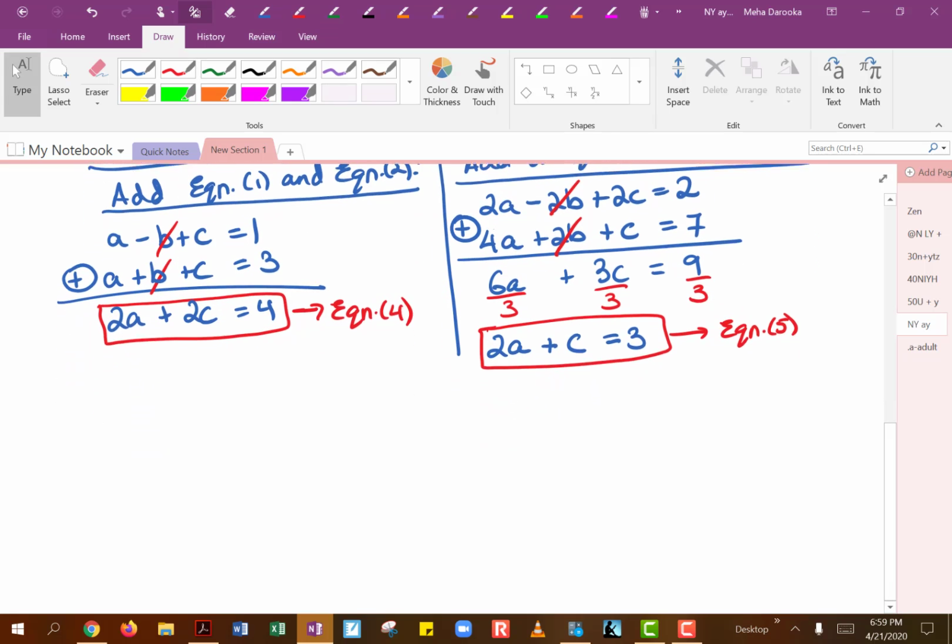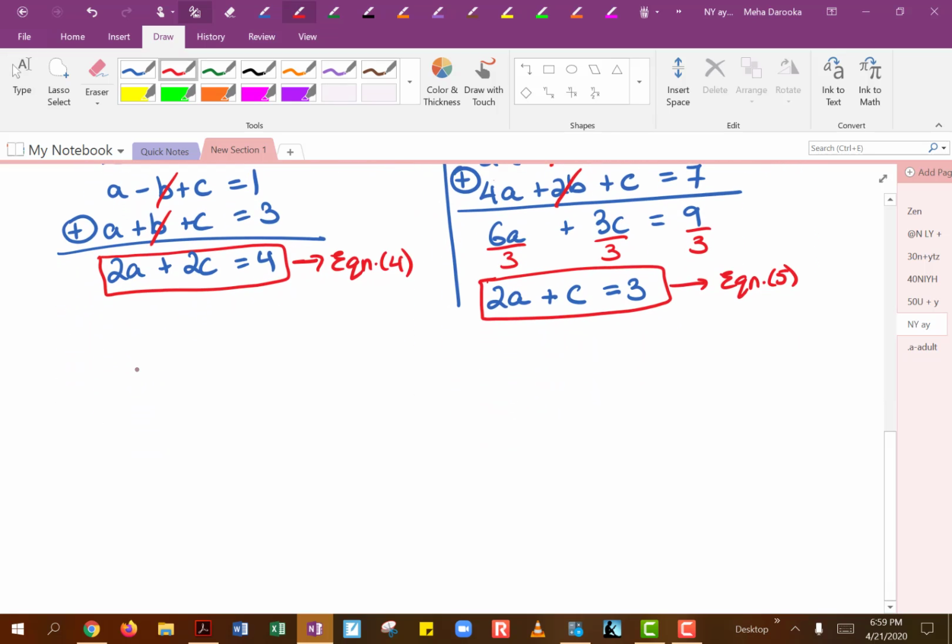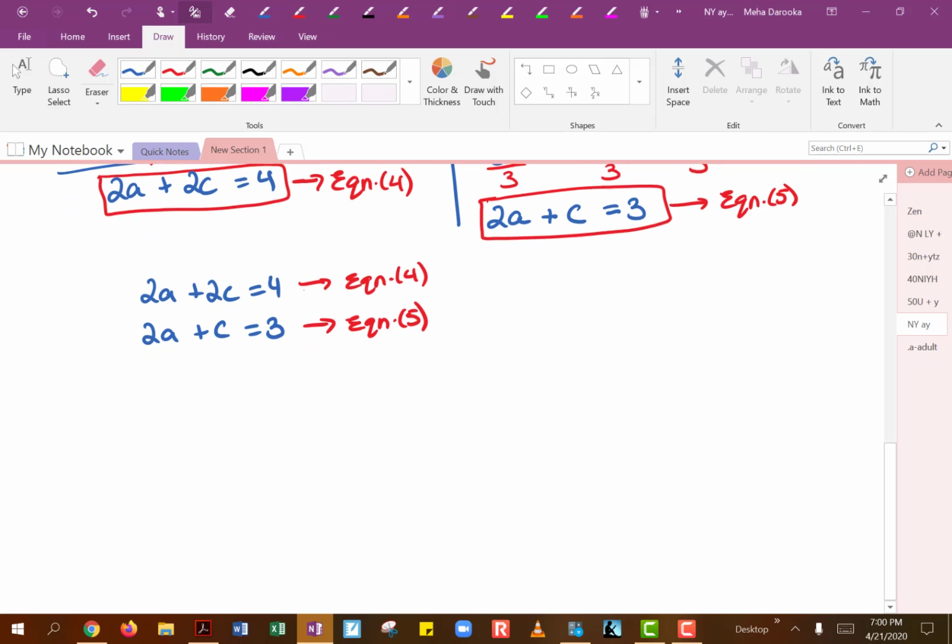Alright, so let's go ahead and write our system down. So we have reduced it from 3 equations in 3 variables to 2 equations in 2 variables. So we have 2a plus 2c equals 4, 2a plus c equals 3. So this guy is equation 4. This one is equation 5. Now you can use substitution or you can use the addition method to simplify this system down.